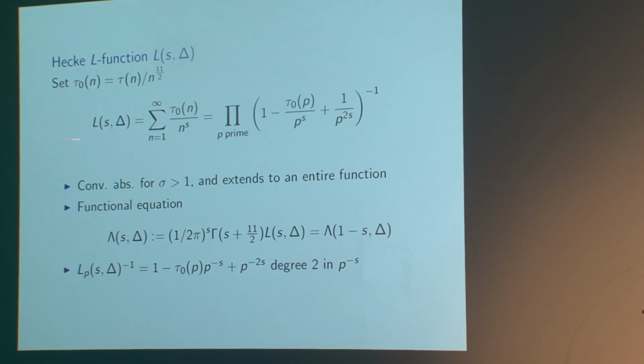And again, one can show that it has absolute convergence in this half plane, and it extends to an entire function. And again, we have a functional equation which is almost the same as what we had for the Riemann zeta function, relating the value at s to the value at 1 minus s. Again, we have to multiply with a suitable gamma factor. Here we have two copies of gamma R of s. The main thing is that the local Euler factors here are degree 2 polynomials in p to the power minus s. So these are examples of higher degree L-functions.